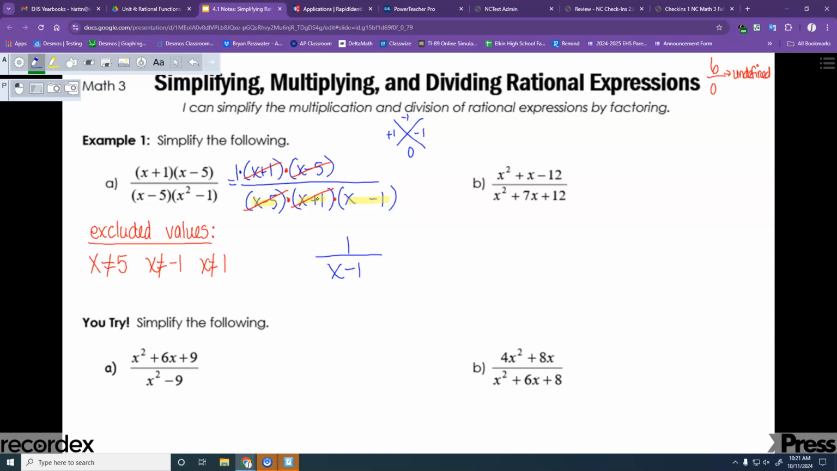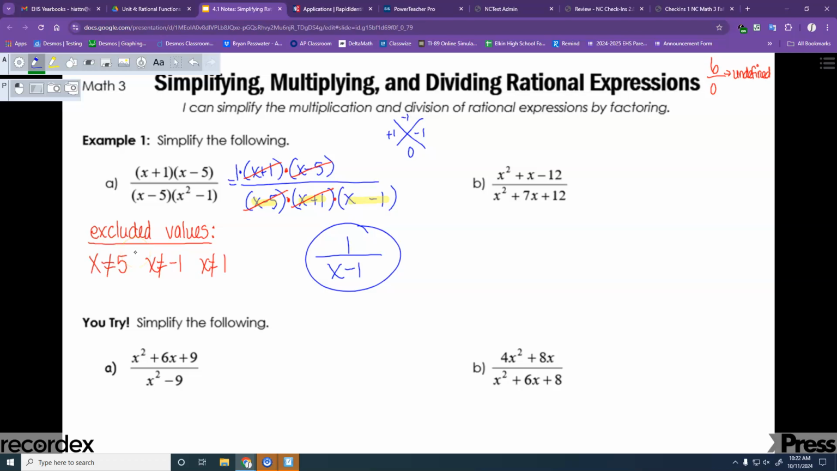So this is my answer, but I'm keeping in mind that I cannot plug in 5, negative 1, or positive 1 to this. You have to do your excluded values before you start marking things out, because if we just looked at our answer, we would only have positive 1 as an excluded value, right? So you've got to do those excluded values before you start canceling. So does that mean there's 3? The answer is 1 over x minus 1. There are 3 excluded values.